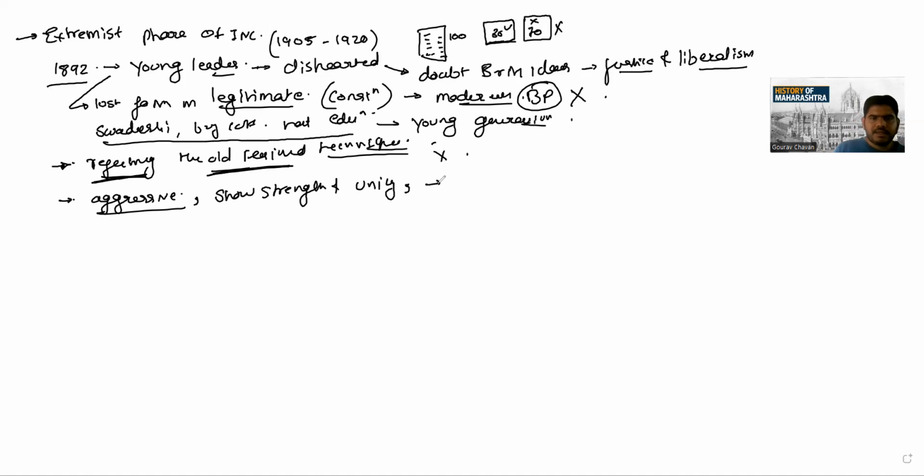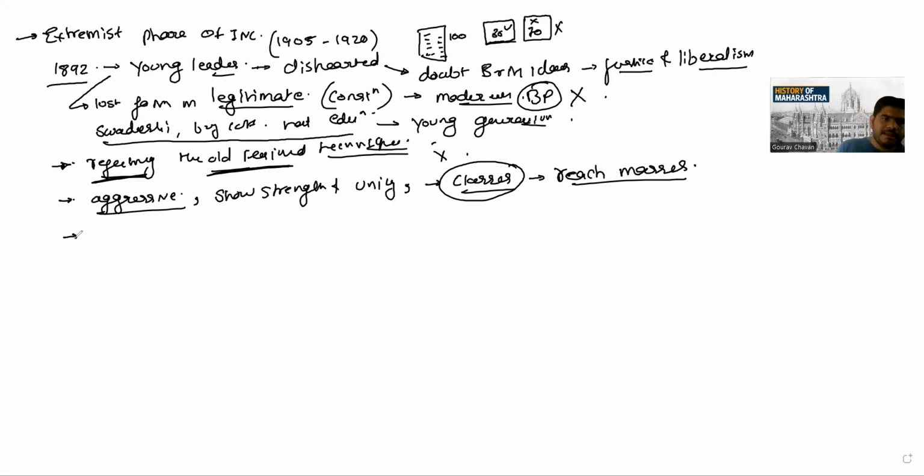And what they said, up till now Congress was restricted to some classes only, the upper classes only. What we should do is remove this barrier of class and reach the downward section, you can say reach the masses. They said we should strive hard to gain mass support. All these things were said by them.